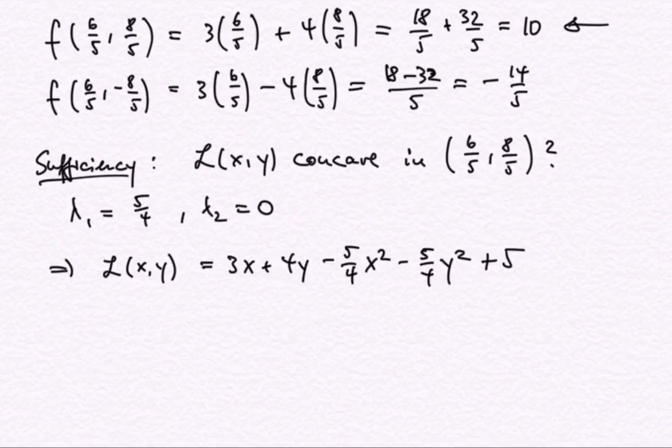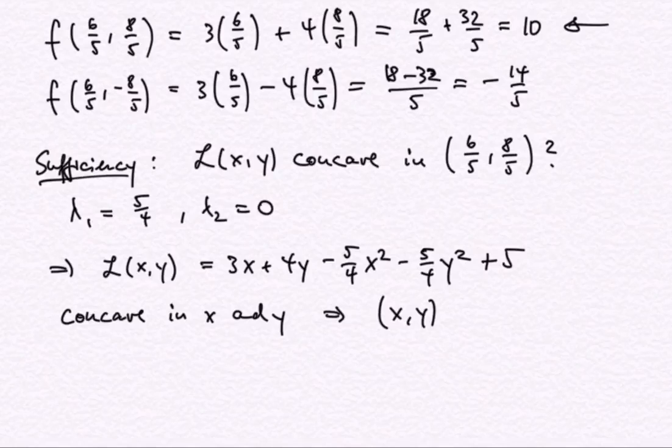Yeah, so these are negative parabolas in x squared and y squared, and we're adding a linear term 3x and 4y. This still renders the function concave in x and y, and this means that we are indeed looking at a maximum. So x, y equals 6 over 5 and 8 over 5 is a maximum.